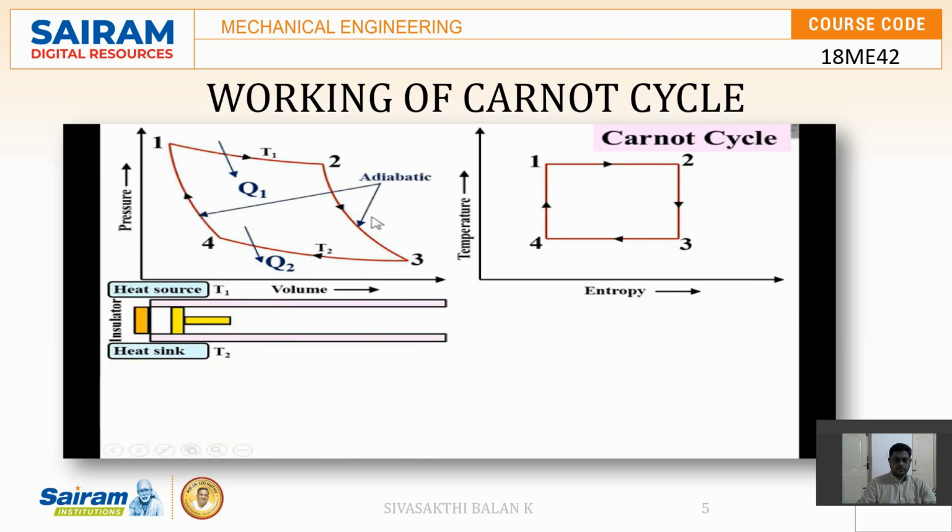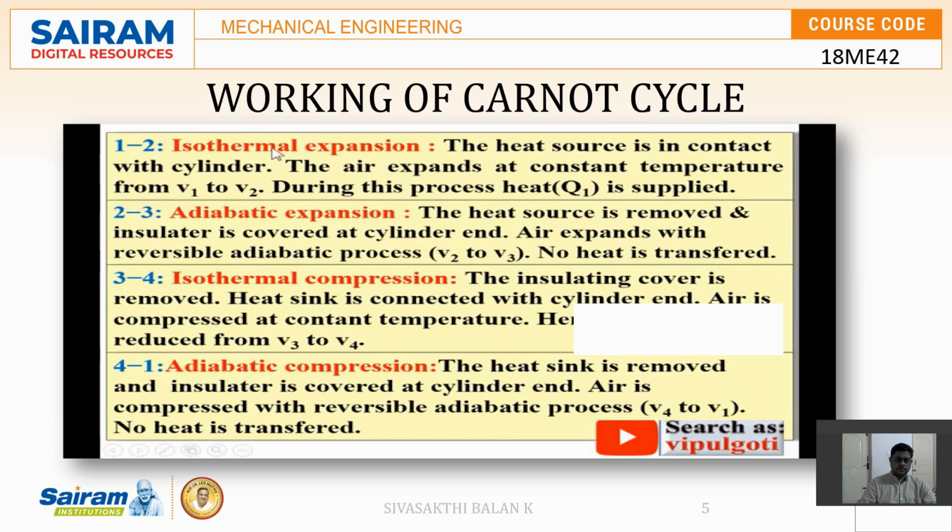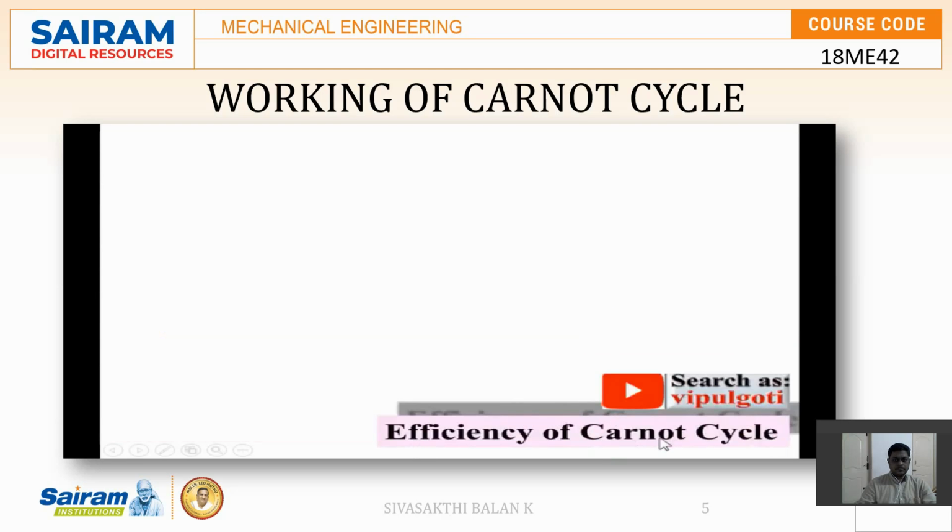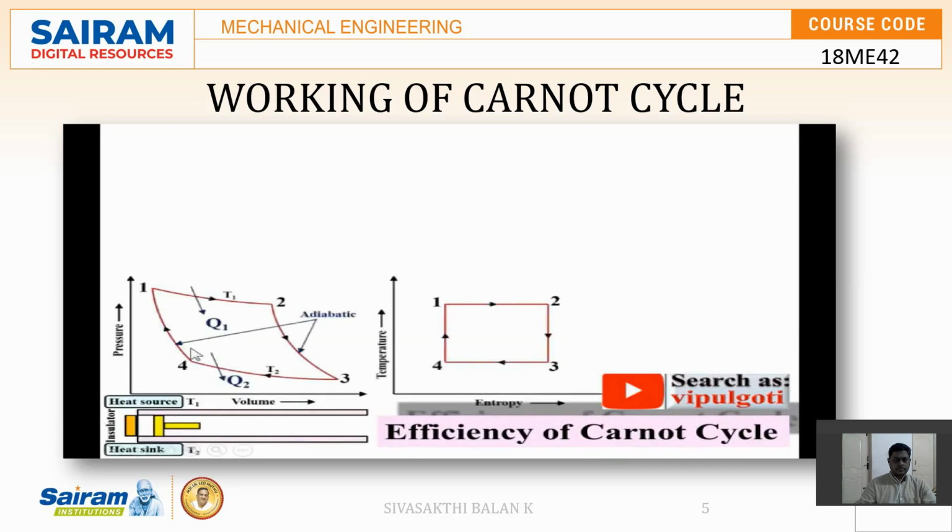So here I can say these two processes are the adiabatic processes, and during those adiabatic processes entropy is constant and no heat is transferred. And these two processes are the isothermal processes, and during isothermal process heat is transferred. So this is the summary that we have discussed for processes 1-2, 2-3, 3-4 and 4-1. Now the efficiency of the Carnot cycle. As we have discussed, these are the two diagrams, the PV and TS diagrams.